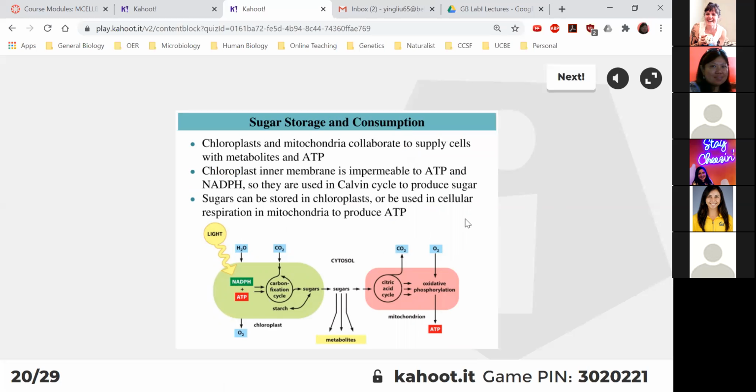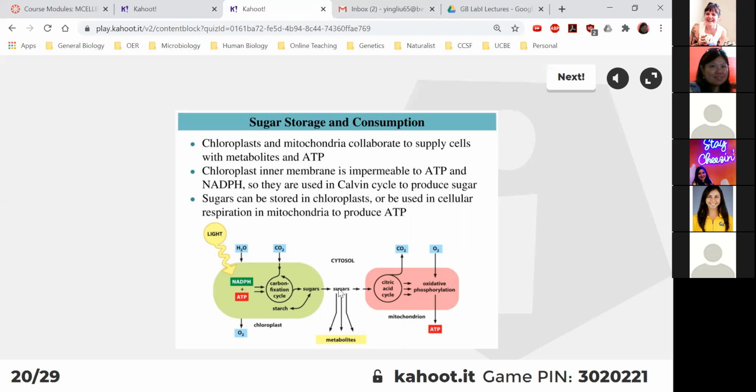So, in plants, here's the chloroplast. This is where photosynthesis is happening, and the end result is sugar, and of course some oxygen is released. Even though the light reaction ends up producing some ATP, the ATP usually does not get out of the chloroplast, partly because the inner membrane of the chloroplast does not allow ATP and NADPH to get out. So they stay inside.